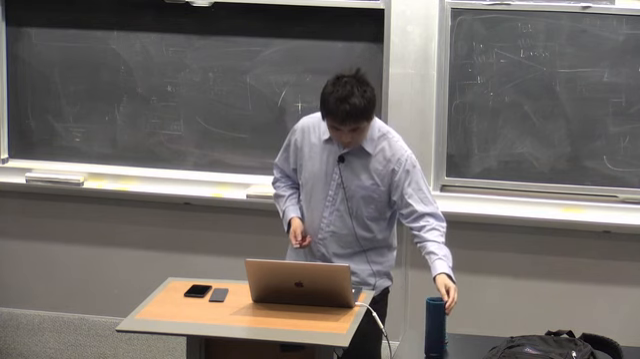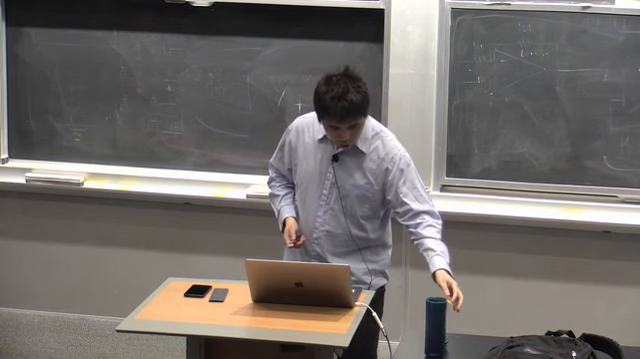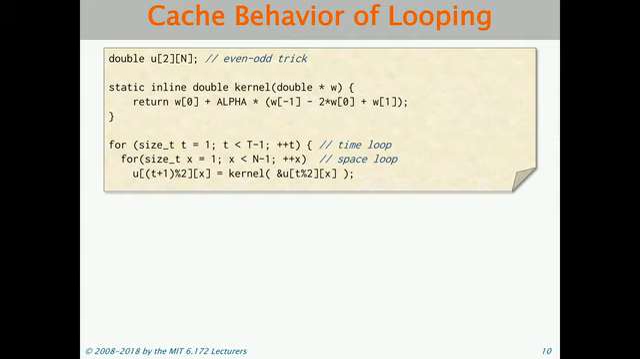Okay, so this is the code that does the heat simulation that we saw earlier. So it's just 2 for loops, a nested for loop. In the outer loop, we're looping over the time dimension. In the inner loop, we're looping over the space dimension. So we're computing all of the values of x before we move on to the next time step.